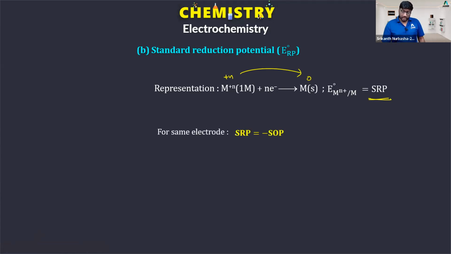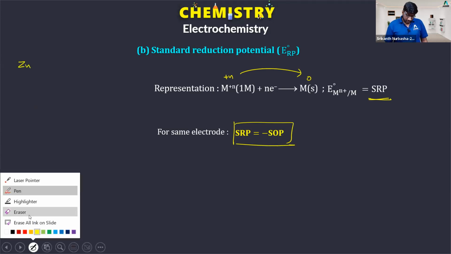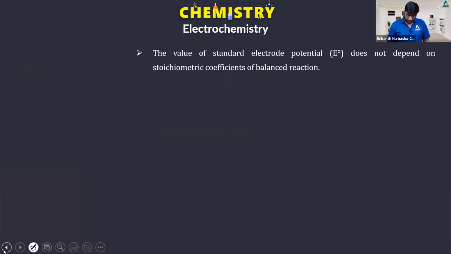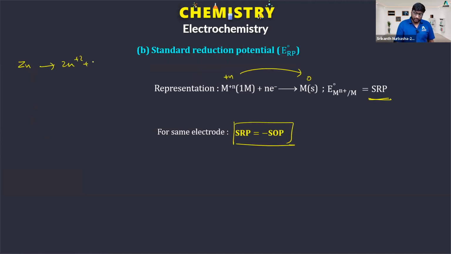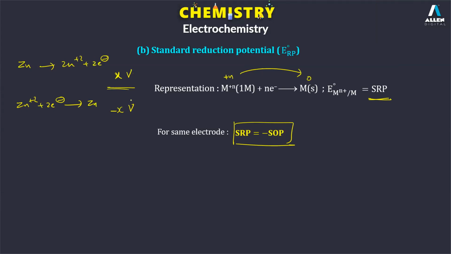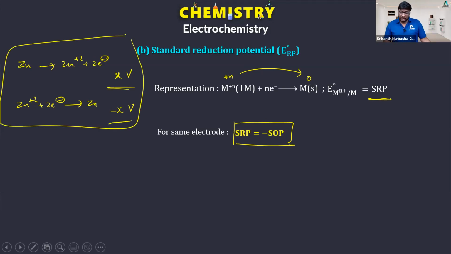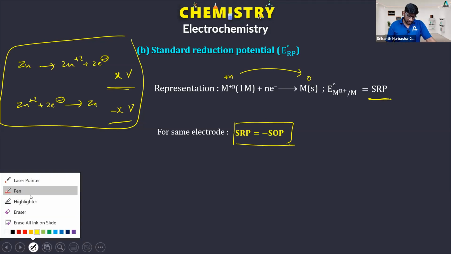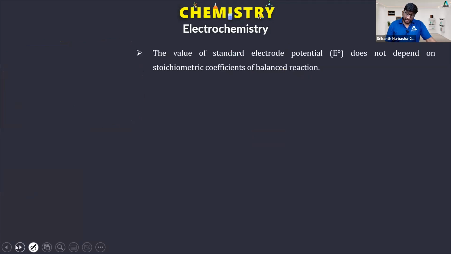For the same electrode, the standard reduction potential is equal to the negative of the standard oxidation potential. That means if I take zinc converting into Zn+2 and 2 electrons, here we have some x volt. Zn+2 plus 2 electrons converting into zinc will be how much? Minus x volts. For the same electrode, the standard reduction potential and standard oxidation potential are the same with just a sign difference. The value of standard electrode potential E naught does not depend upon the stoichiometric coefficients of the balanced equation. Why?